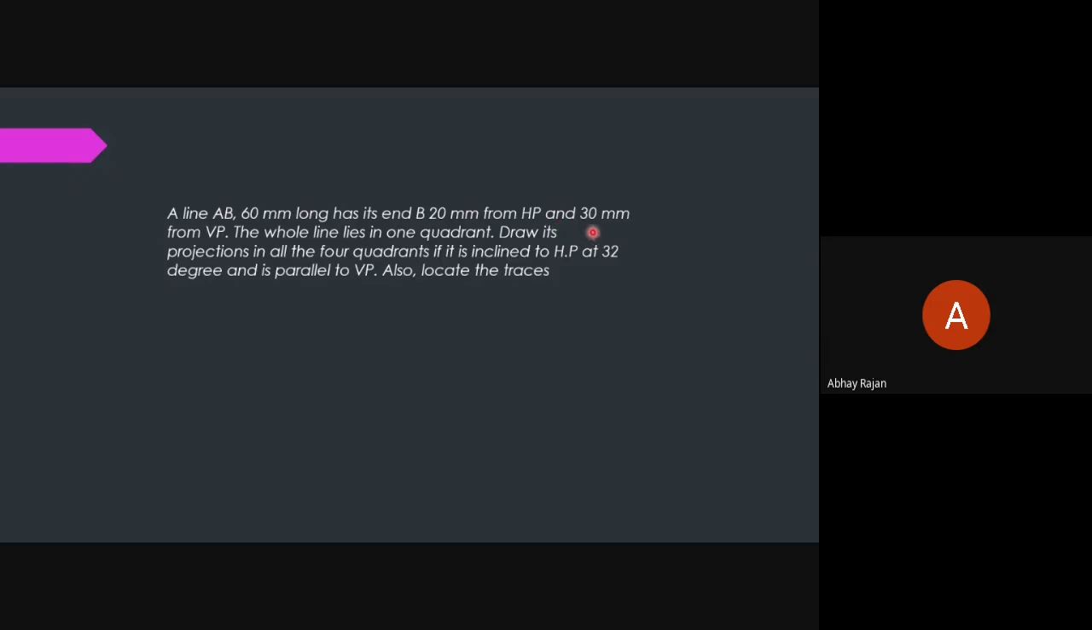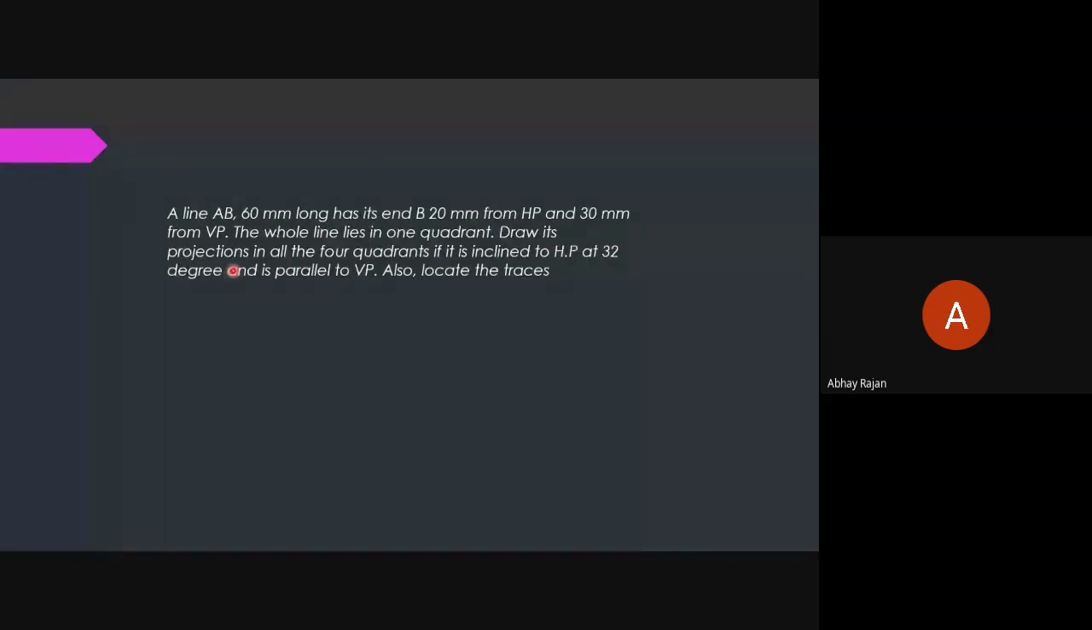What is the reason? 30 mm distance is mentioned, 30 mm, so it is not on the XY line. 30 centimeter above. It will come 30 centimeter above, right? 30 centimeter above, the length of the line will be less than the original length. Yeah, that's right. So for this question, I think there is some confusion.